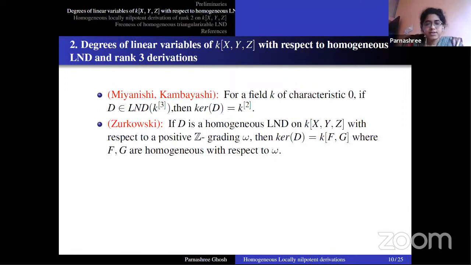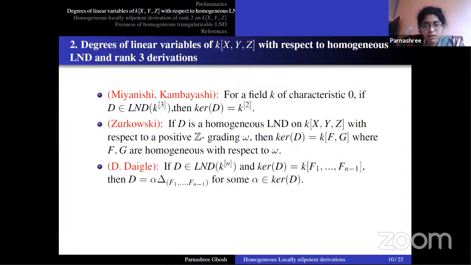The next result is due to Zurkowski. This is the homogeneous version of the above result. It says that if D is a homogeneous LND on K[x,y,z] with respect to a positive Z grading omega, then the generators F and G of the kernel are homogeneous with respect to that grading. Now I state the result due to Daigle. This says that if D is a locally nilpotent derivation on Kn and the kernel of D is a polynomial ring generated by F1 up to Fn minus 1, then the structure of D is alpha times delta of F1 up to Fn minus 1, where delta is the Jacobian derivation and alpha is an element of the kernel.